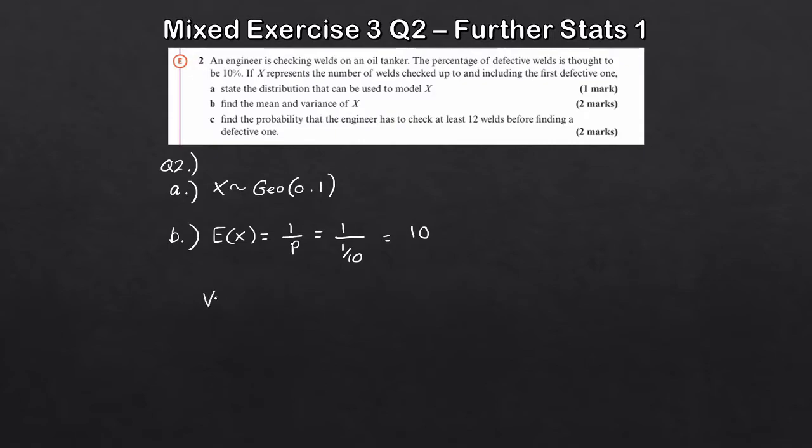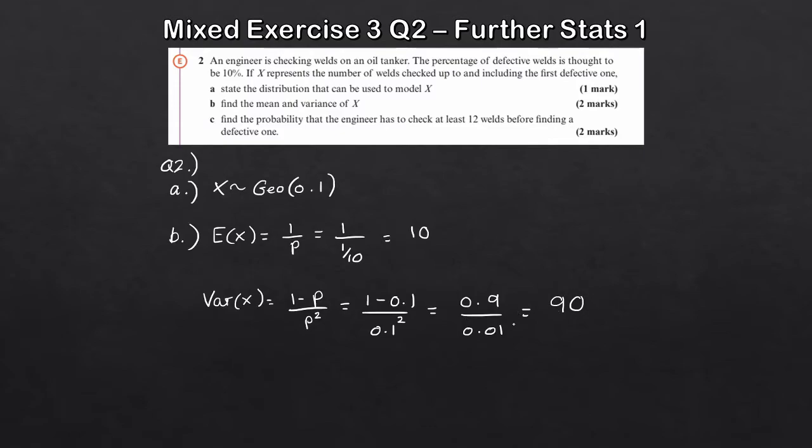The variance of x, there's a little bit more work to it, but nothing too tricky, especially with a calculator. So it's going to be 1 minus p divided by p squared. So p is 0.1, so 1 minus 0.1 divided by 0.1 squared. So that's going to be 0.9 divided by 0.01. And if you do this on your calculator, what you'll get is 90. Or you could do 0.9 times 100, give you your 90 there. Okay, so that's my variance of x.